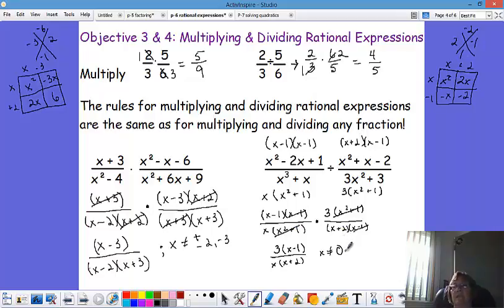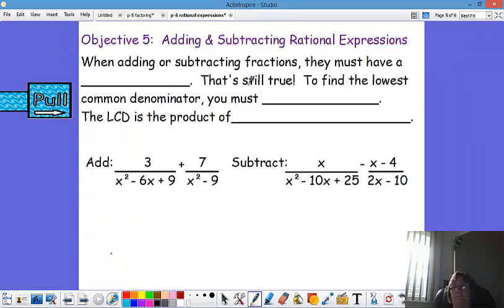But over here, we can't have a negative 2 and we can't have a positive 1. Those are our domain exclusions. So here's our final answer. Very good.